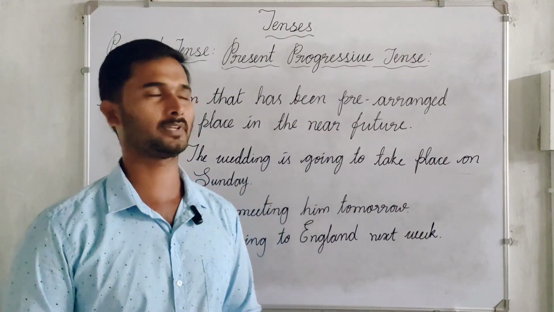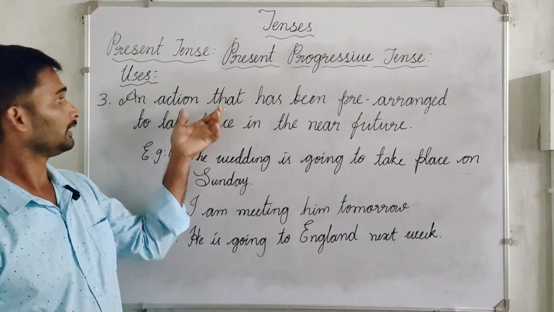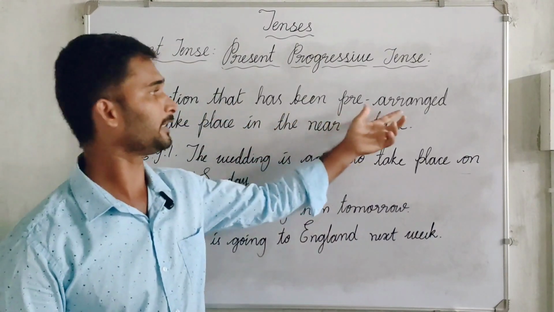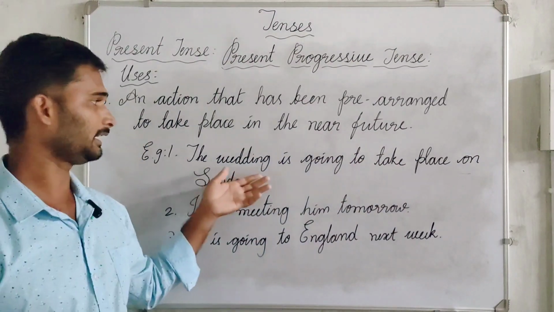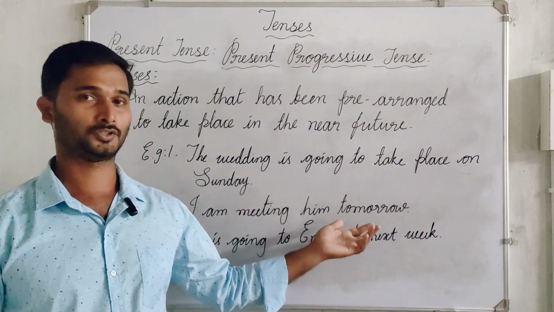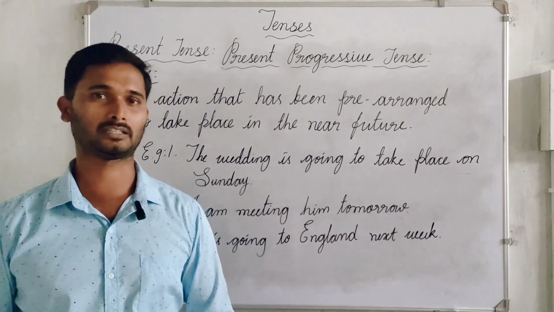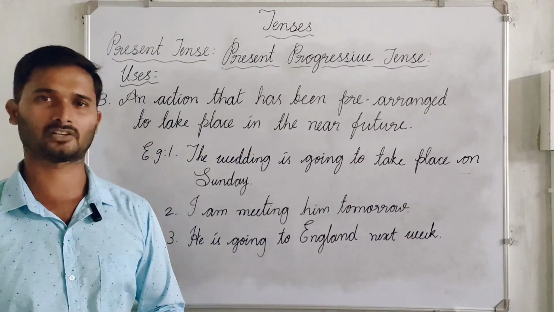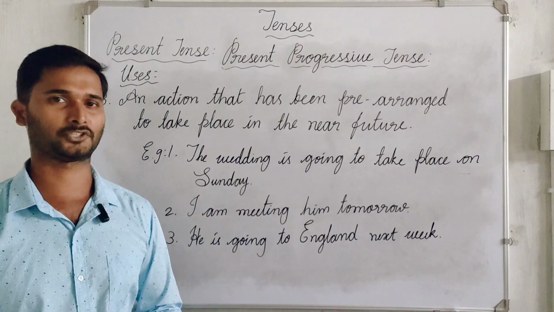Here is the third use of the present progressive tense, or we also call it present continuous tense. It is used for an action that has been pre-arranged or is to take place in the near future. The wedding is going to take place on Sunday. I am meeting him tomorrow. He is going to England next week. These are all completely pre-arranged or pre-planned actions which will take place in the near future.